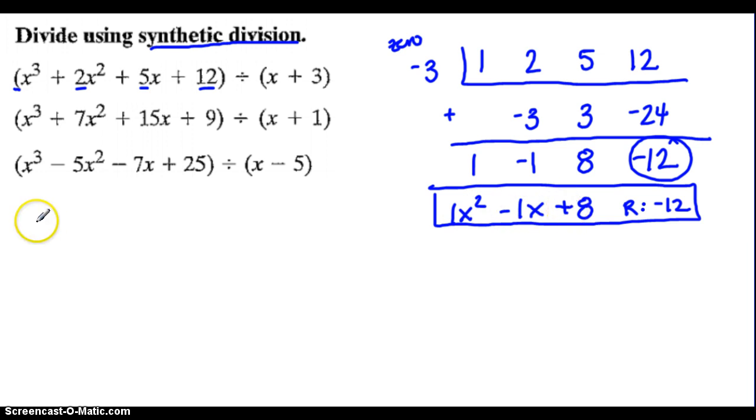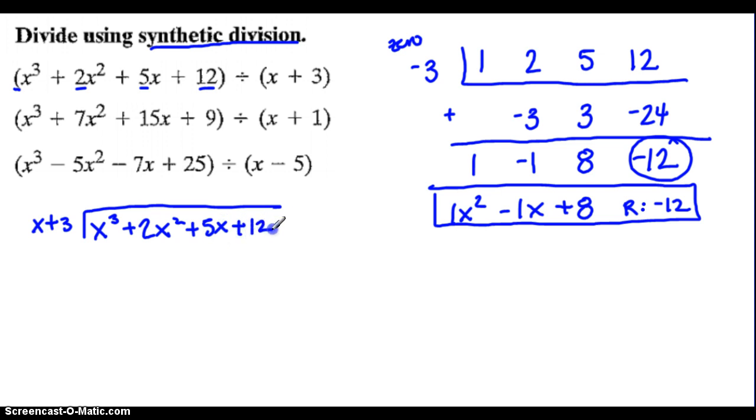Now I want to show you that this is true by also showing the problem using long division. I'm just going to rewrite the problem, like we did in our last video or our last class, and then I'm going to solve. So x times what gives me x cubed? x squared. So x squared, distribute, so plus 3x squared. Oops, this is cubed. Subtract, so -1x squared plus 5x.